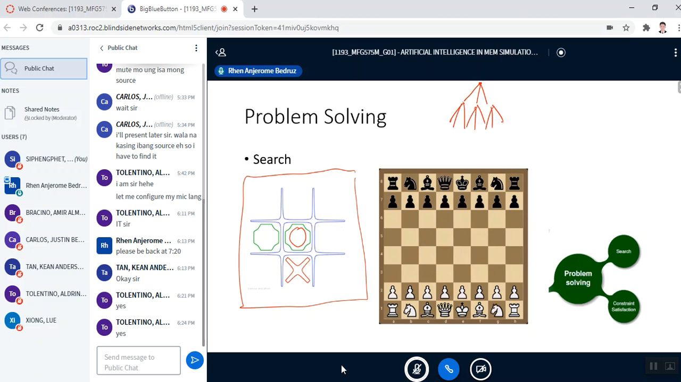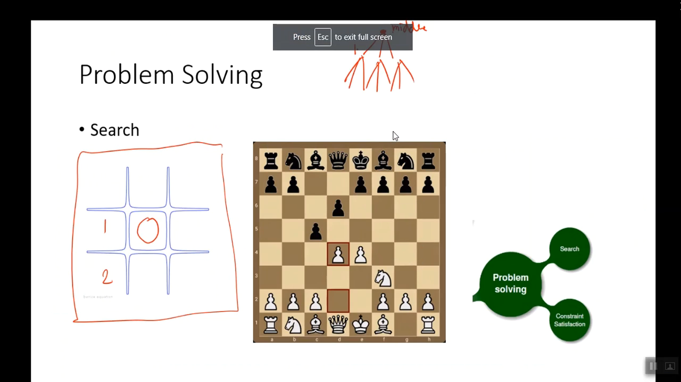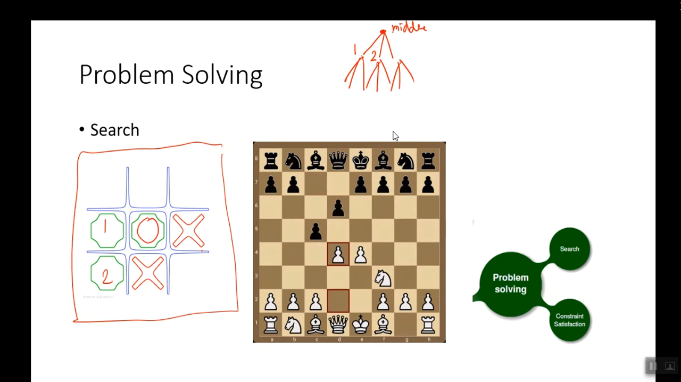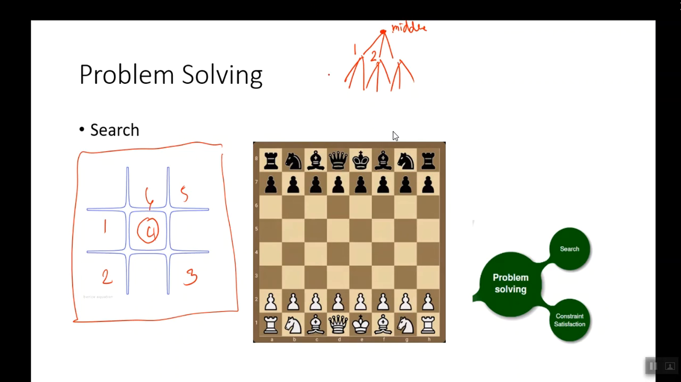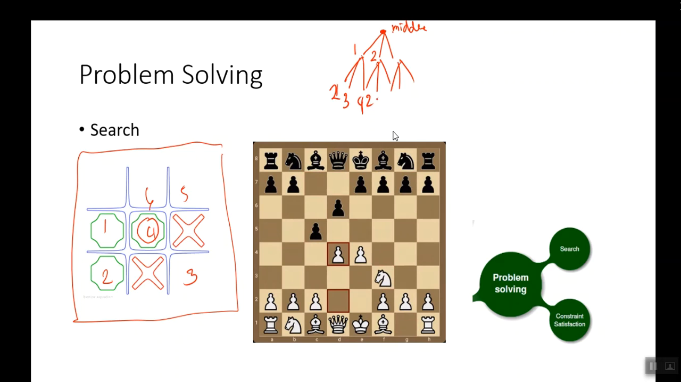So what is this tree? This tree is the list of all decisions that he can do. For example, this node says that I could put the circle in the middle. So now I'm on this tree. Let's say this is position 1, this is position 2, this is 3, this is 4, 5, 6, and so on.